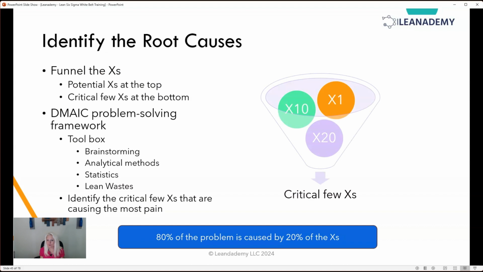So I always like everyone to think about the Pareto principle, whereas 80% of the problem is only caused by 20% of the X's. I'm going to say that again. 80% of the problem is only caused by 20% of the X's. It's just the way everything has always worked. And when we think about Lean Six Sigma and problems, like I said, we might have 50 X's or 50 potential root causes, but we get down to those critical few X's that are affecting that Y output.